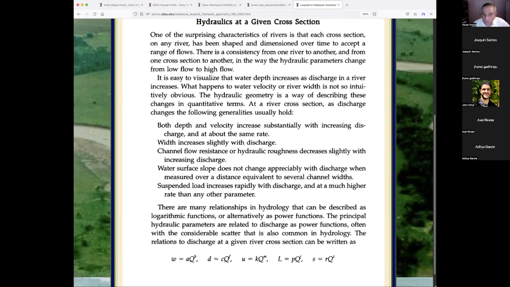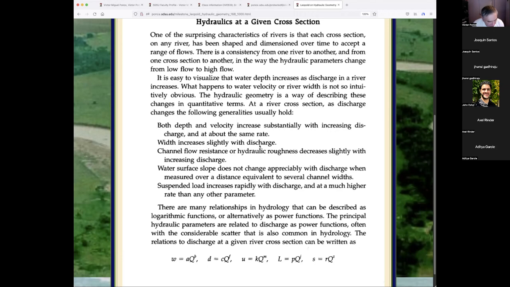Suspended load increases very fast with discharge, as we will see later on in much detail, and at a much higher rate than any other parameter. Suspended load varies a whole lot. That is why it is very difficult to pin down suspended load. And remember I said that we would take errors up to 100% on calculation of suspended load, because the suspended load varies so much because of what Leopold said in here, that it's hard to pin down. The others, not so much. The width doesn't change a whole lot.